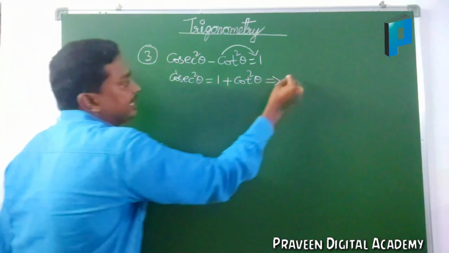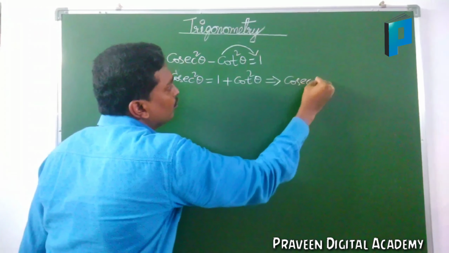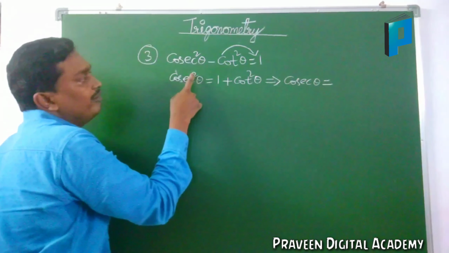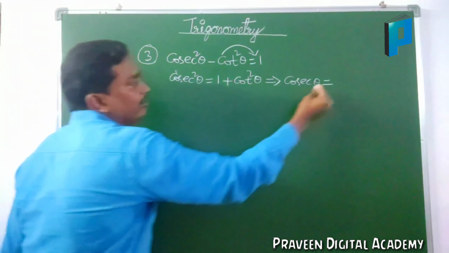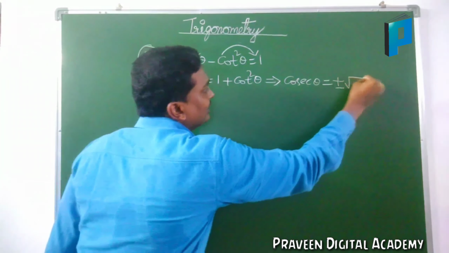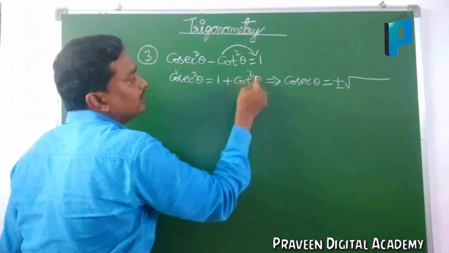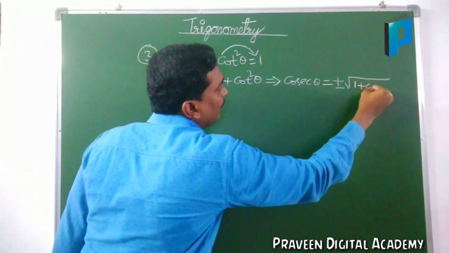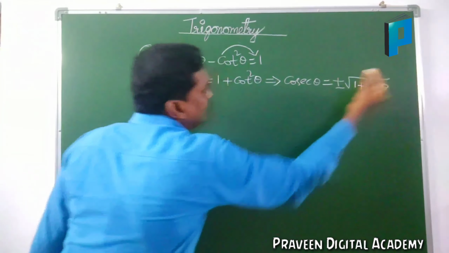To find out cosec theta, what we will do? We will send the square to here. So it will become plus or minus under root of 1 plus cot square theta.